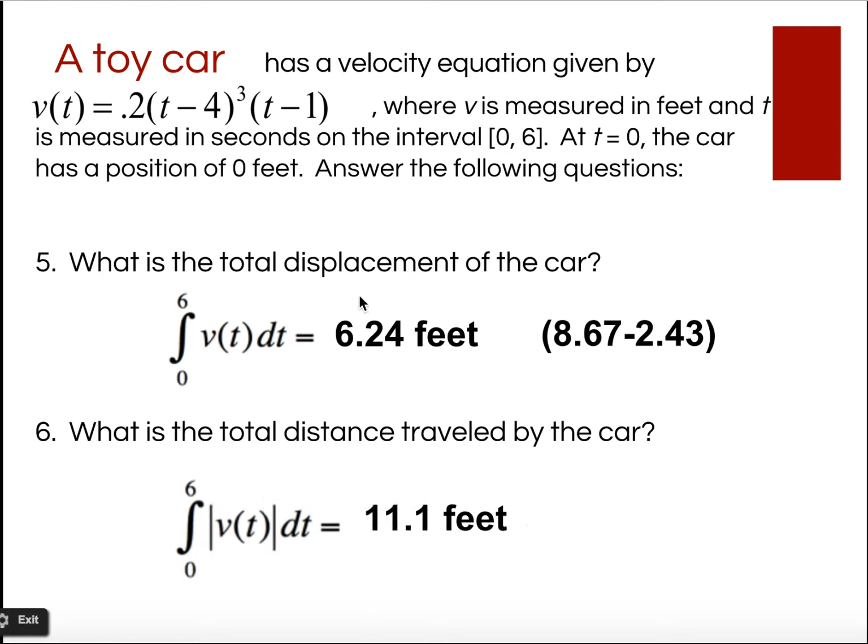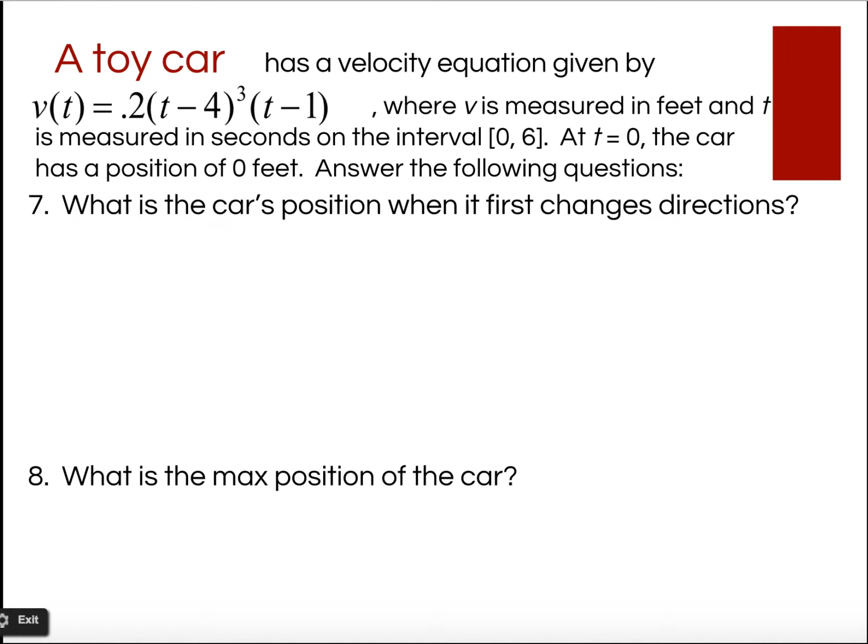And so another way to find that displacement was taking the two numbers that you found in 3 and 4 and subtracting them, because one was the total distance in the forward direction, and the other the total distance in the backwards direction, so that would be a negative displacement. With total distance traveled over the 0 to 6 seconds, you have 11.1 feet. You could have added those two numbers that you found in 3 and 4.